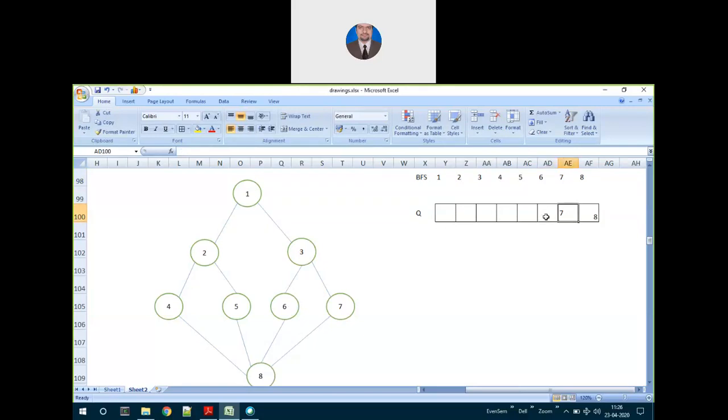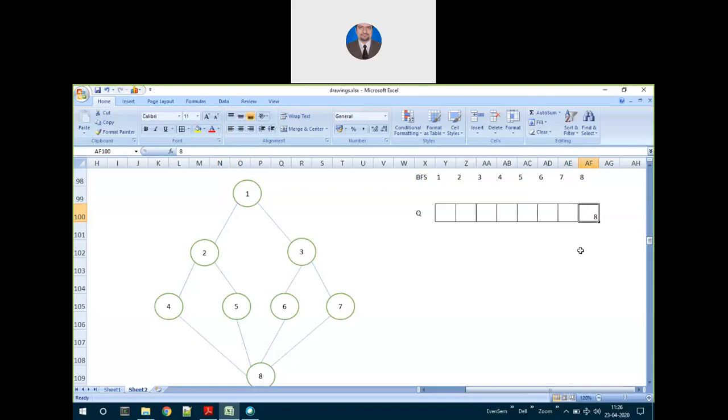Then next is 7. 7 is connected to how many adjacent vertices? 2, that is 3 and 8. 3 is covered, 8 is also covered. So I can call 7 explored, and I will remove this 7 from the queue. Then what is left next? Next, and that is the last one, is vertex 8.